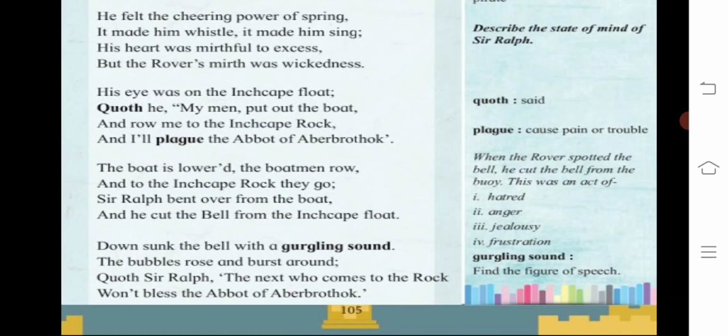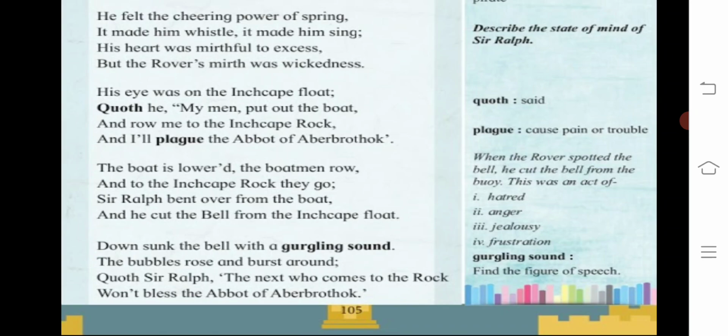So which feeling was there in his heart? Completely jealousy was there. Down sunk the bell. Now this is the description of the sinking bell, and which sound was coming from that? The gurgling sound. So it is an onomatopoeic expression, exactly the sound of the dropping and sinking of the bell is given, and that is the gurgling sound. See, down sunk the bell with a gurgling sound. The bubbles rose and burst around. See, this is now the bell going, saying final goodbye. Bubbles rose up and burst around.